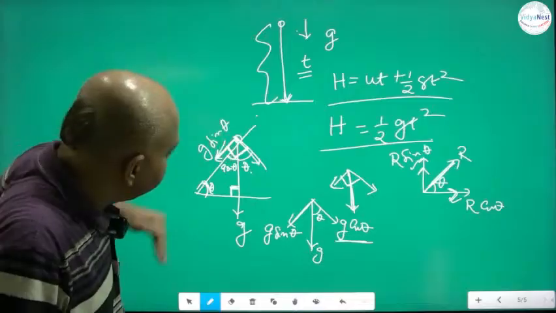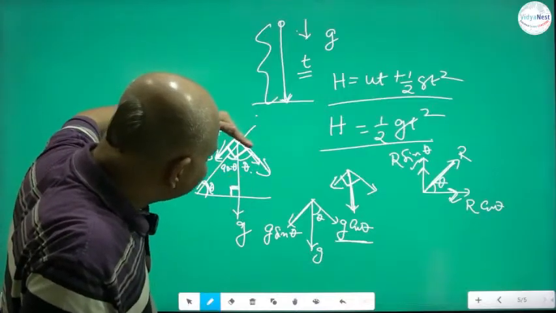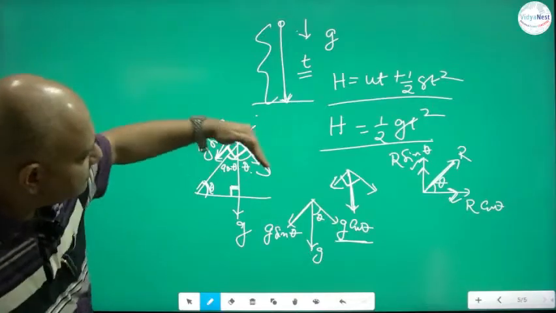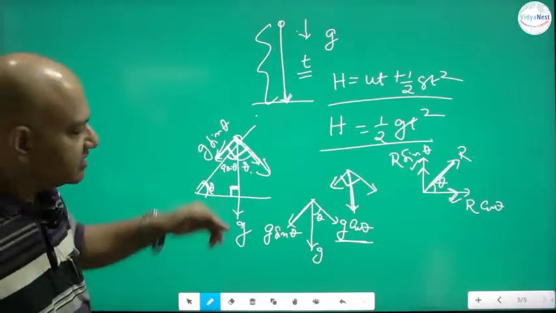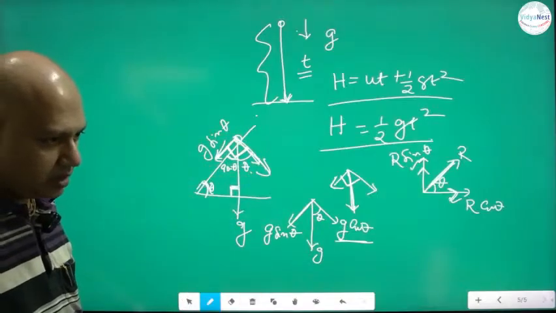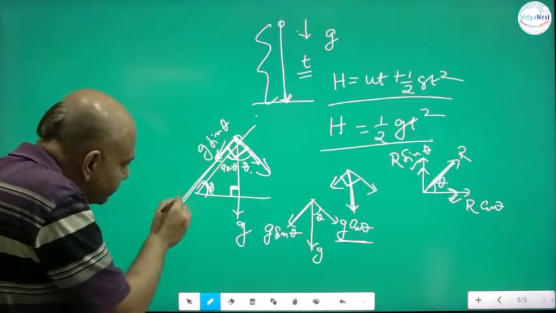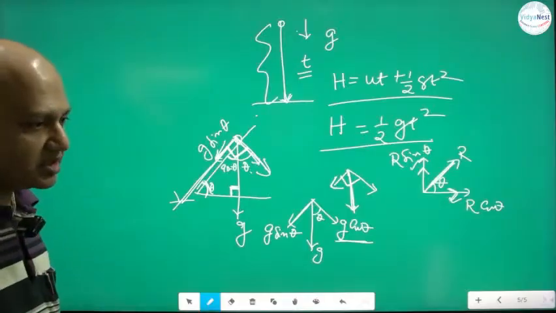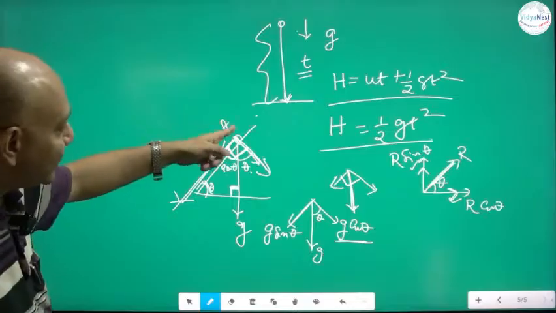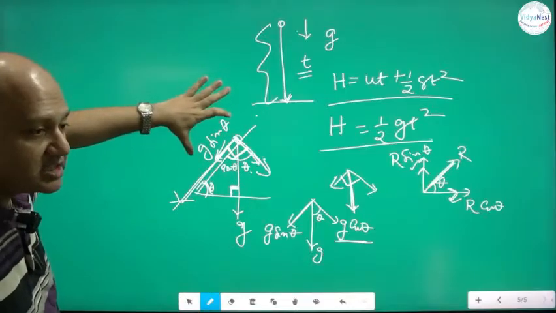G cos theta, you see, this is g cos theta. Because the object cannot move in this direction because it cannot penetrate that plane. This is perpendicular to the plane, isn't it? The object is free to come in this direction. It is free to fall in this direction. And what is the acceleration due to gravity now? G sin theta. It is not coming vertically, but in an inclined manner. That's why the acceleration is becoming g sin theta.